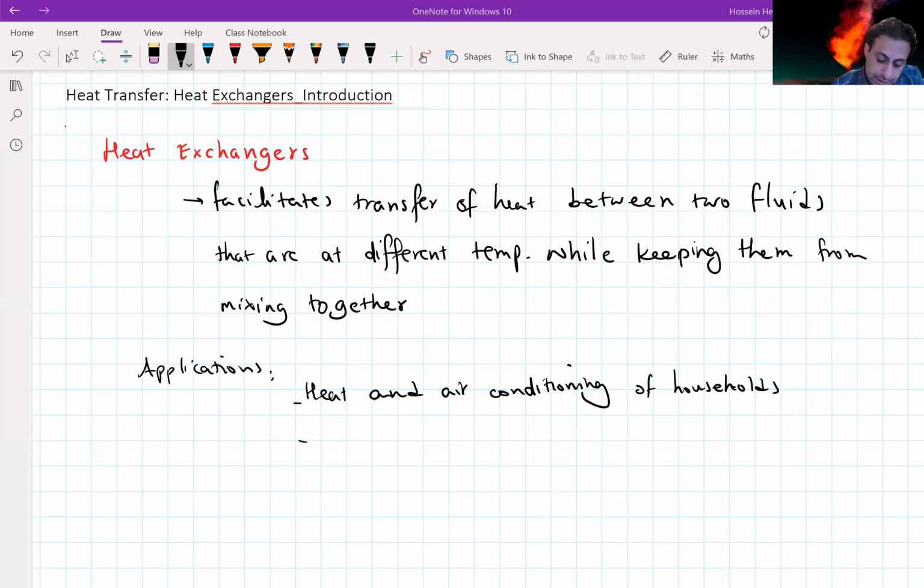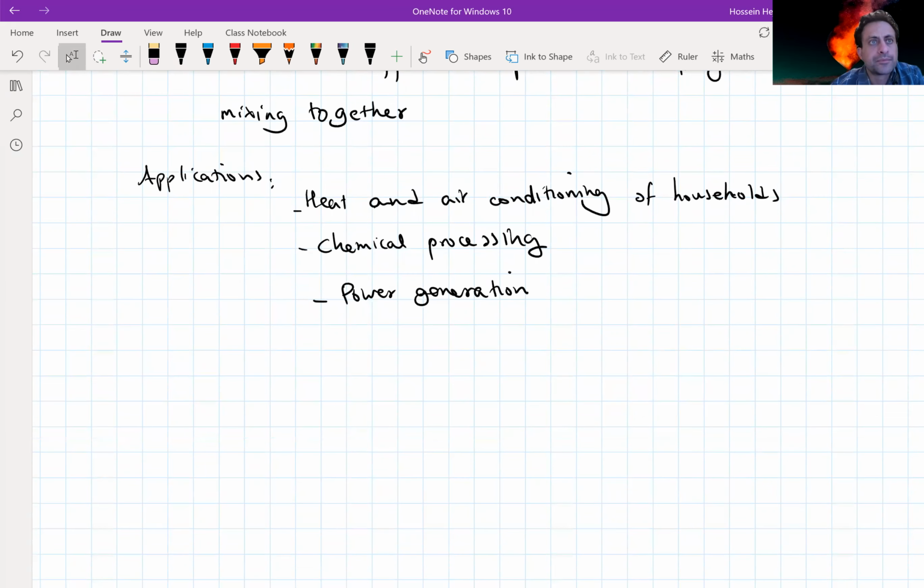Another one is in chemical processing. They have applications in power generation and so on. Different applications of heat transfer require different types of hardware and different configurations of heat exchanger equipment. The simplest form of heat exchangers is the double pipe heat exchanger.